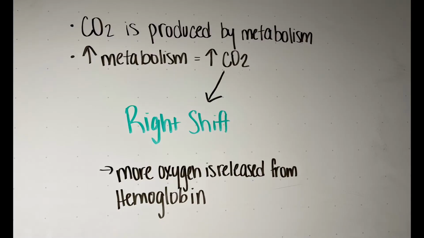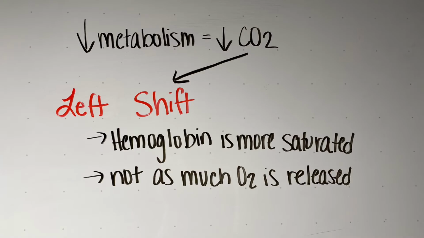So now let's talk about carbon dioxide. Again, carbon dioxide is a byproduct of metabolism. An increased carbon dioxide level is a product of an increased metabolic rate. An increased metabolic rate means that we need more oxygen. The curve will shift to the right and more oxygen will be released from hemoglobin, meaning that hemoglobin will be less saturated with oxygen. But if there is less CO2, that is a product of lower metabolism, which means there is less oxygen need. The graph will shift to the left and hemoglobin will be more saturated with oxygen because not as much oxygen will release from hemoglobin.